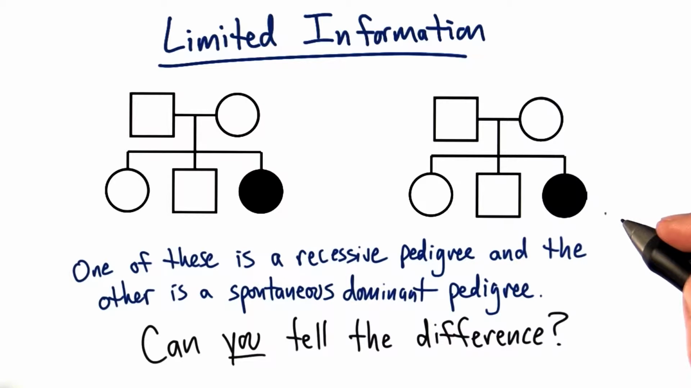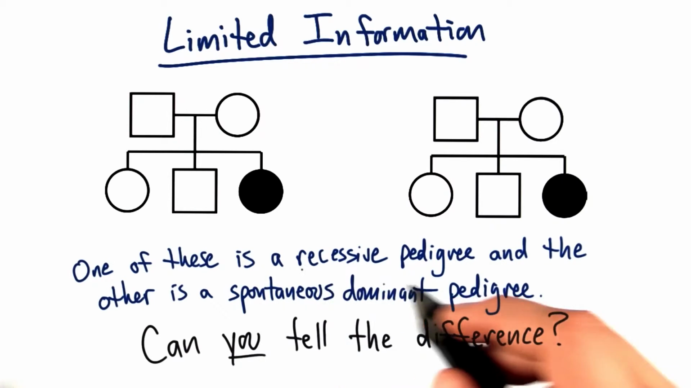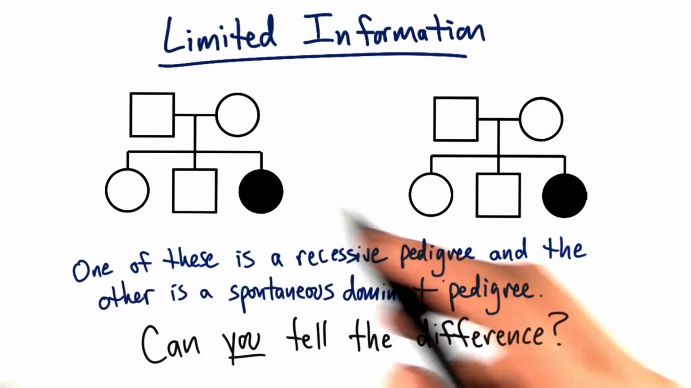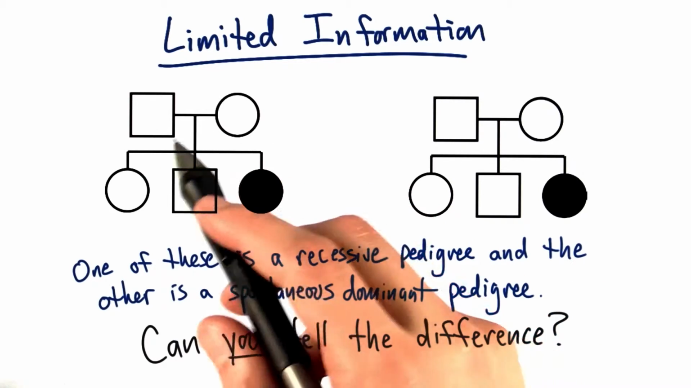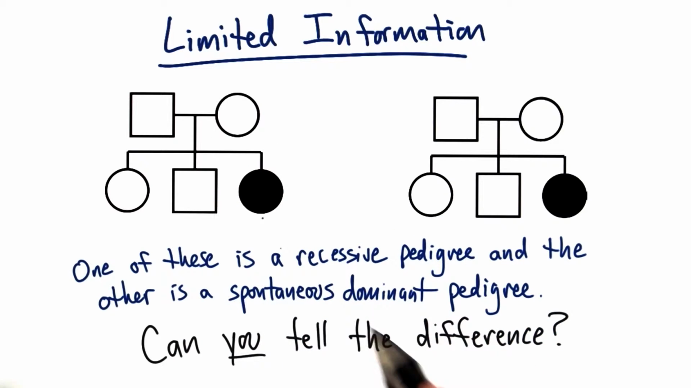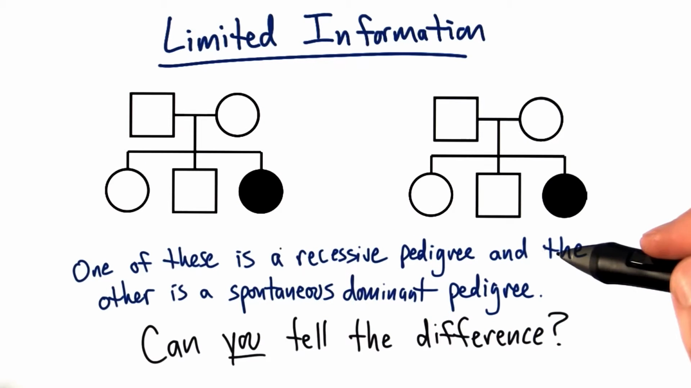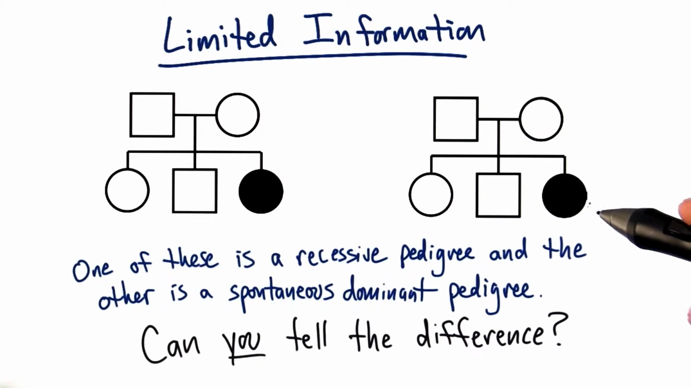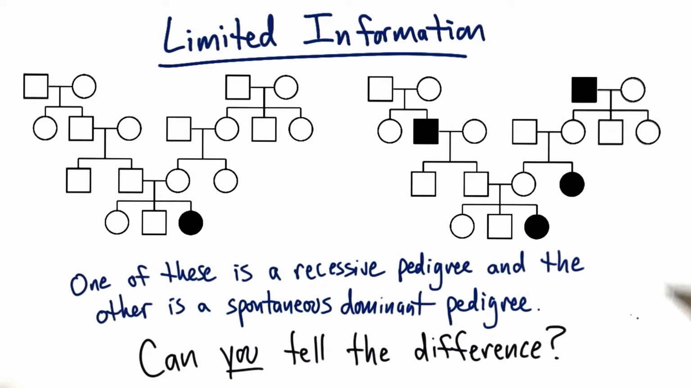But one of these pedigrees is for a recessive trait that both parents have an allele for, but they're unaffected, and then they pass both of those recessive alleles on to the daughter. And the other pedigree is from a very new spontaneous mutation that's causing a dominant trait. But the question is, can you tell the difference? I can't.